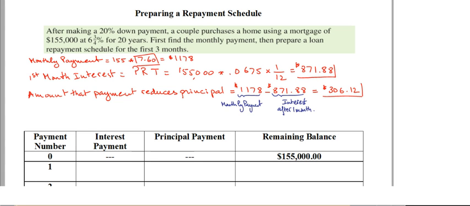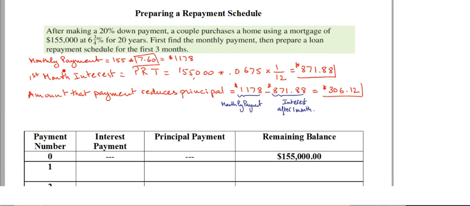Hello, in this video we will be preparing a repayment schedule. Let's see this example. After making a 20% down payment, a couple purchased a home using a mortgage of $155,000 at 6.25% for 20 years. First find the monthly payment and then prepare a loan repayment schedule for the first 3 months.